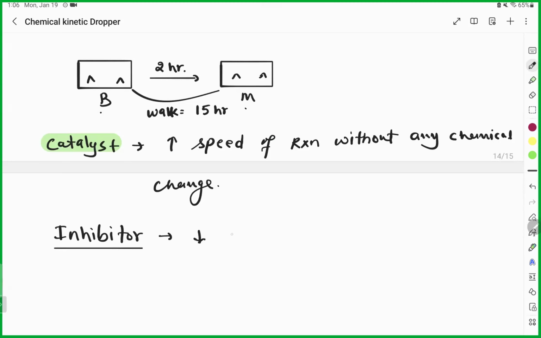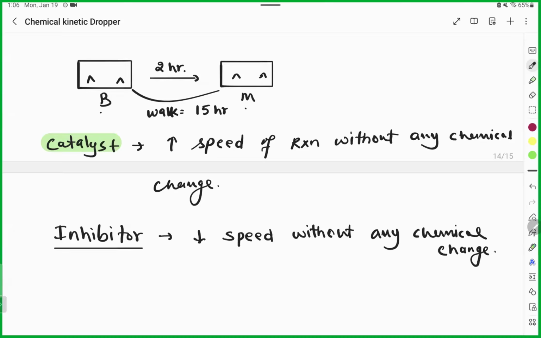So an inhibitor reduces the speed of reaction without any chemical change. So we don't use increase or decrease. Sarah: I'll be back in 5 minutes, sir. Sure.